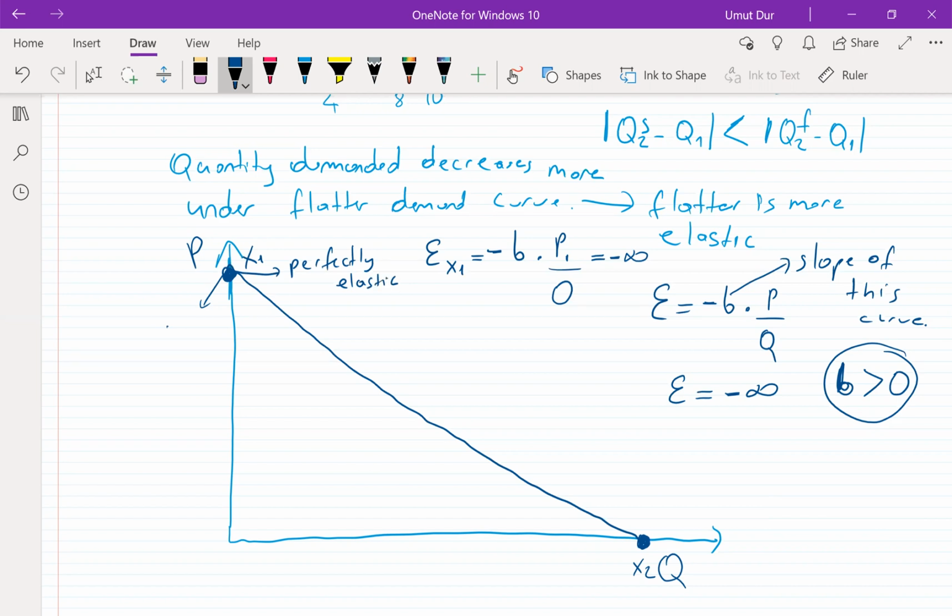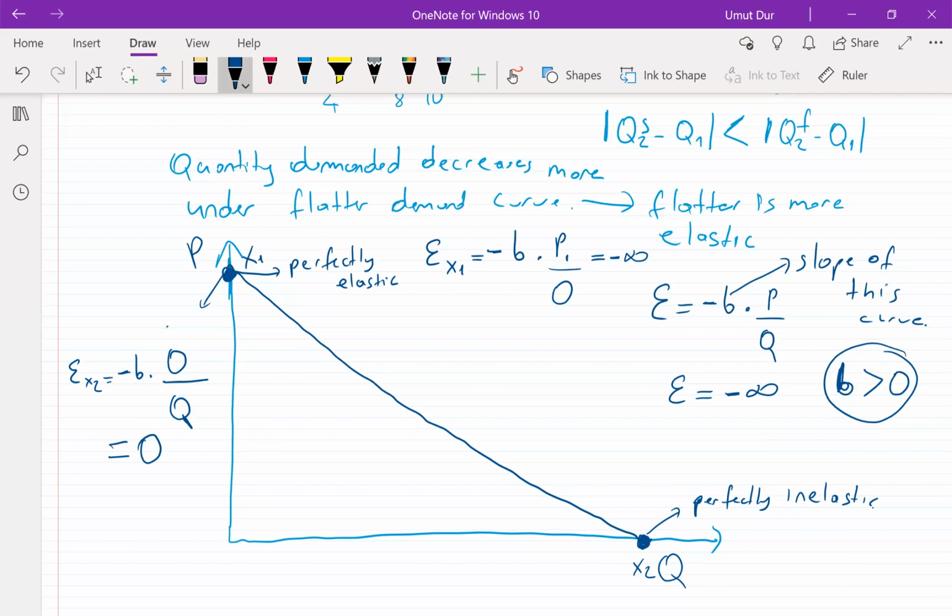What about this point? What is elasticity for x2? It is minus b times p, and what is p there? It is 0, divided by some quantity. The quantity is positive, non-zero. So what will it be? It is 0. So this point is perfectly inelastic.